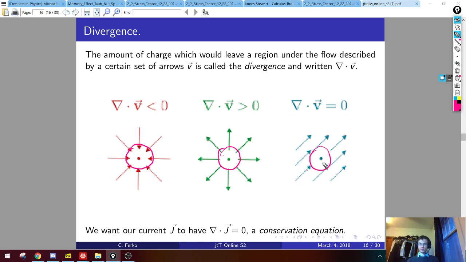So re-expressing what I said on the previous slide, that the amount of charge should be conserved, so the amount of charge entering or leaving a region should be zero, we want this third case on the right. So we want the current to be divergence-less, so the charge does not pile up or leave a region. Okay, so this is our conservation equation, as it's called, conservation of charge.